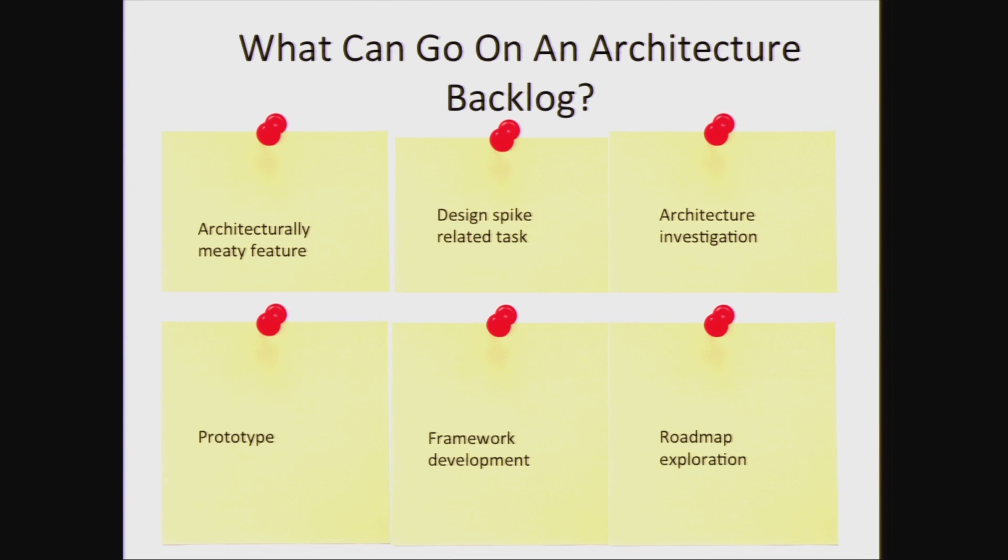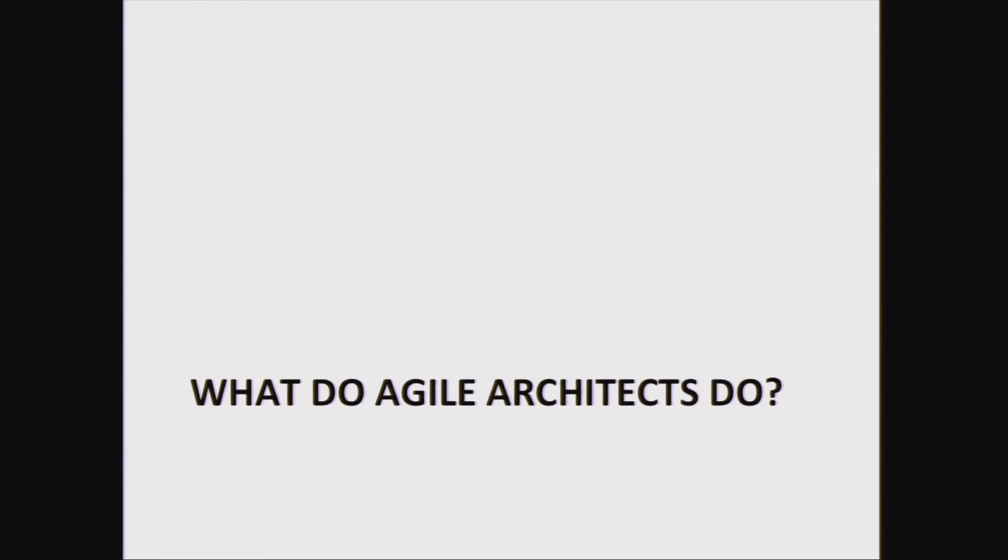Anything can go through an architecture backlog or a Kanban. It might be some meaty feature that you want to see. Here's the approach that we're going to use, this new Cassandra way of doing something. It might be someone has a spike solution that they don't like. I came up with something, but I think we need some more architecture work on this. It may be an investigation, all kinds of things. It may be even developing tools or frameworks.